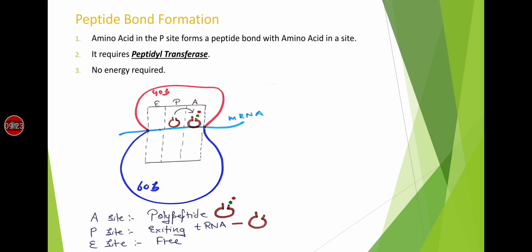So what is the net result of peptide bond formation? We can see here that the A site consists of a polypeptide, the initiator tRNA with the phenylalanine. The P site consists of the exiting tRNA as the methionine has already formed a bond with phenylalanine in the A site, and the E site is free.